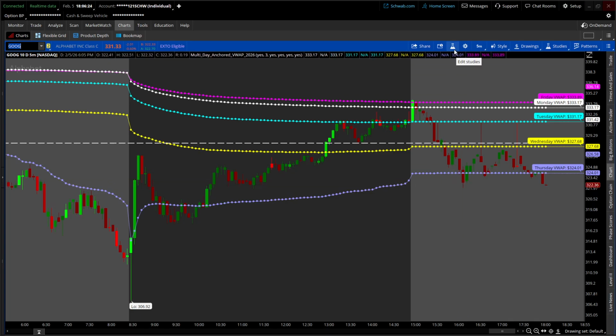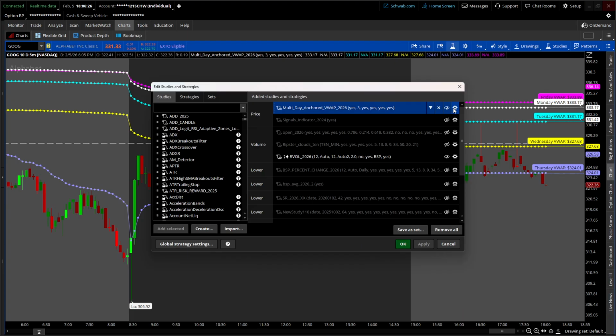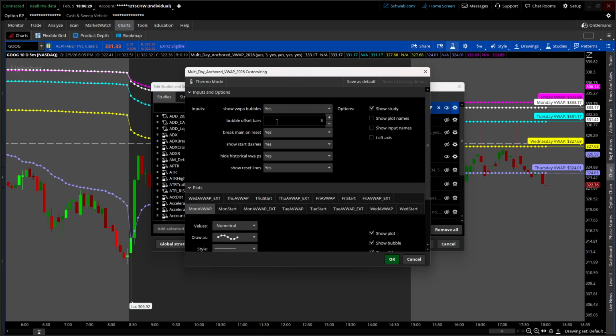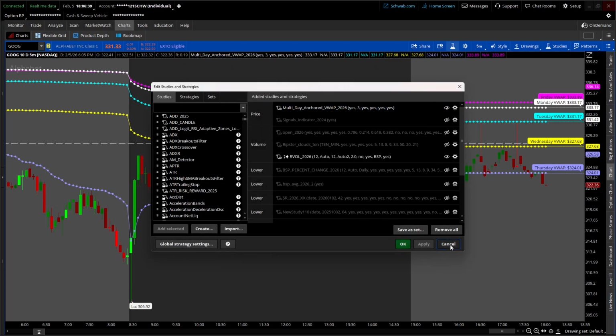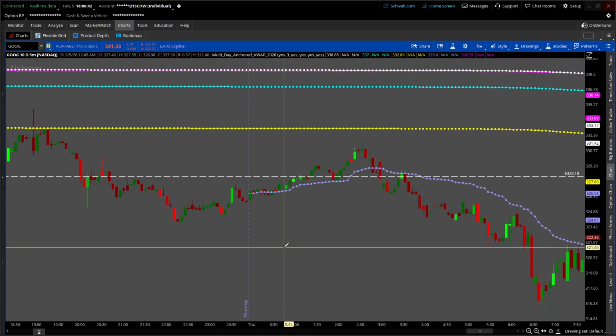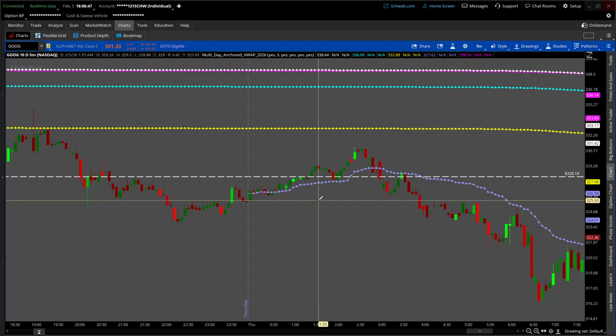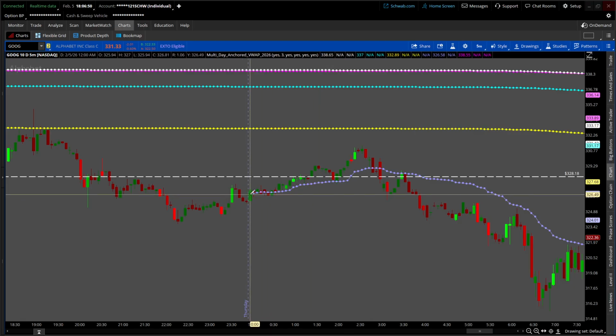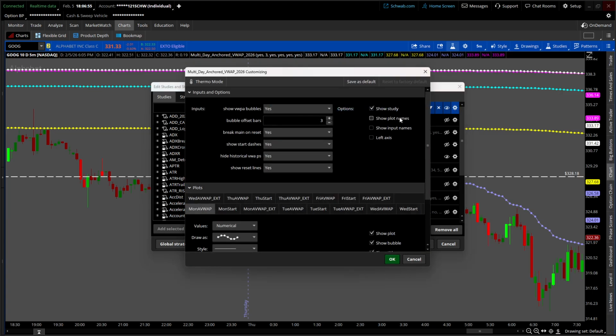Some of the key features of this indicator is you can hide the bubbles. Offset the bubbles is no longer available; I need to take that out. But there's a break or main reset. That's that little dash that you see at the beginning. Beforehand, these VWAPs were all over the place, so I had to put a break in there. That's what this little dash line is on the first bar of the day. That's how I came up with the breaks for the indicator. Those are the start dashes.